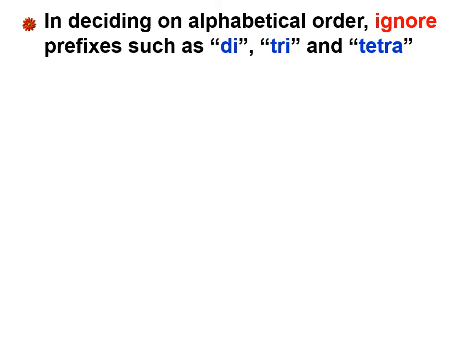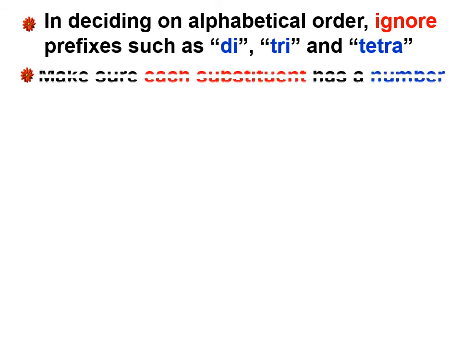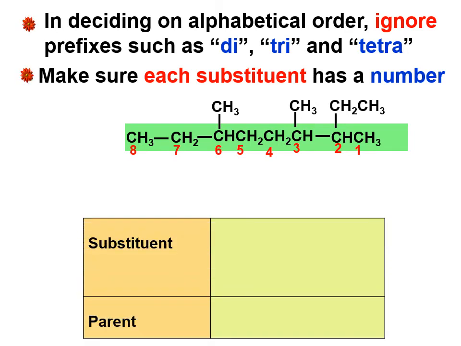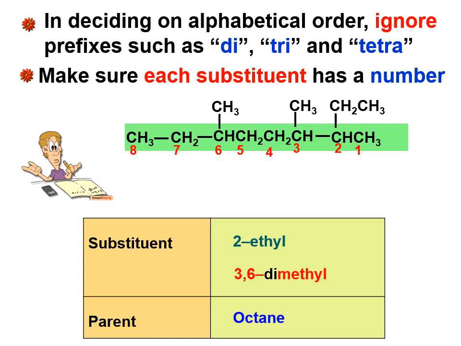In deciding on alphabetical order, ignore prefixes such as di, tri, and tetra. Make sure each substituent has a number. Example: the substituents are 2-ethyl and 3,6-dimethyl. The parent is octane. In this case, we ignore the prefix di. So the name of this alkane is 2-ethyl-3,6-dimethyloctane.